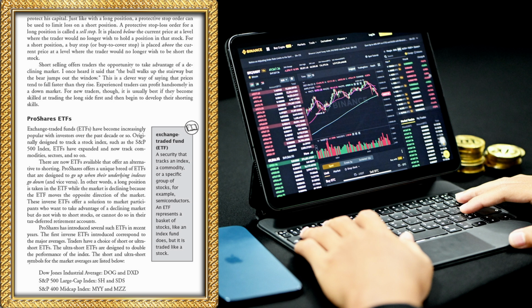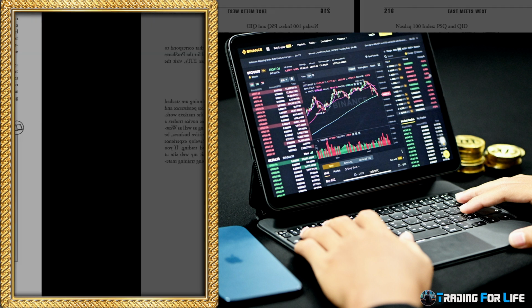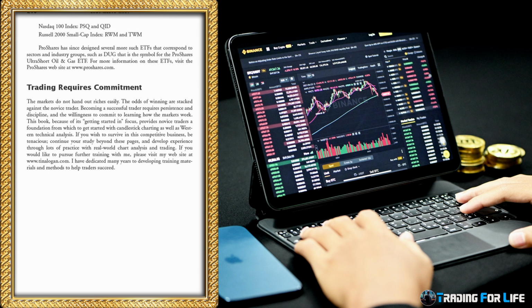The first inverse ETFs introduced correspond to the major averages. Traders have a choice of short or ultra-short ETFs. The ultra-short ETFs are designed to double the performance of the index. The short and ultra-short symbols for the market averages are listed below. Dow Jones Industrial Average, DOG and DXD; S&P 500 Large Cap Index, SH and SDS; S&P 400 Mid Cap Index, MYY and MZZ; NASDAQ 100 Index, PSQ and QID; Russell 2000 Small Cap Index, RWM and TWM.